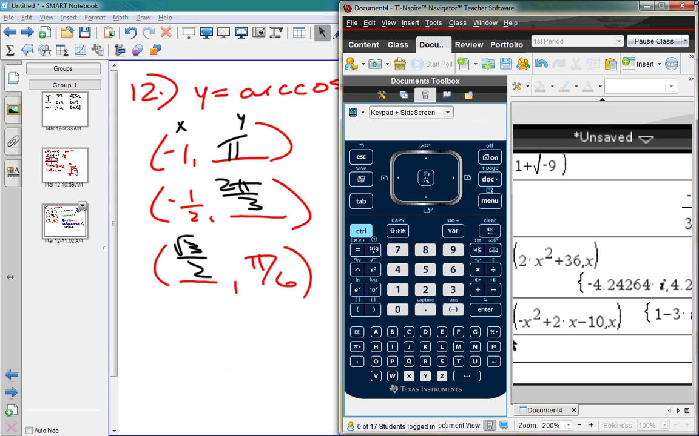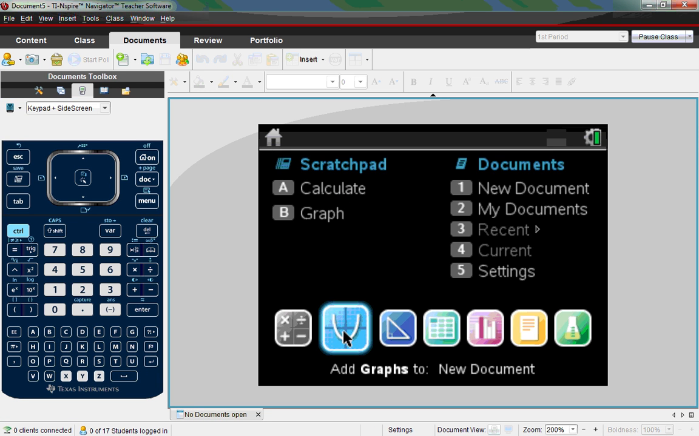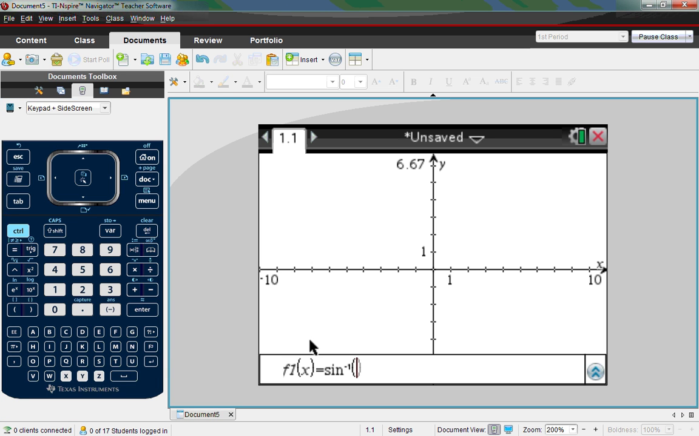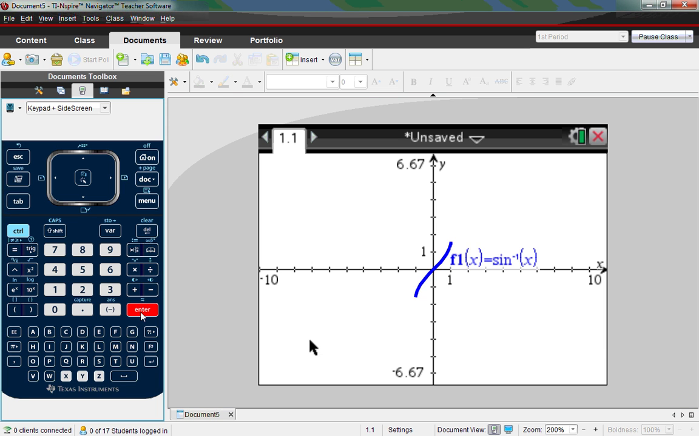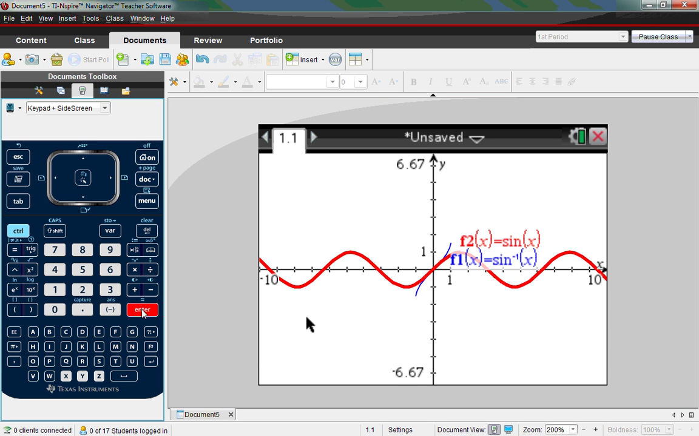It simply wanted you to graph this thing. They wanted you to graph the sine inverse of x. So if I graph the sine inverse of x, I get this. Okay? Then they wanted you to graph the sine of x. So tab, trig, sine of x. But when I graph the sine of x, it gives me the whole function. I want to cut that function.